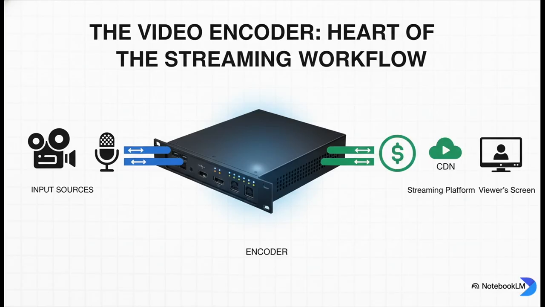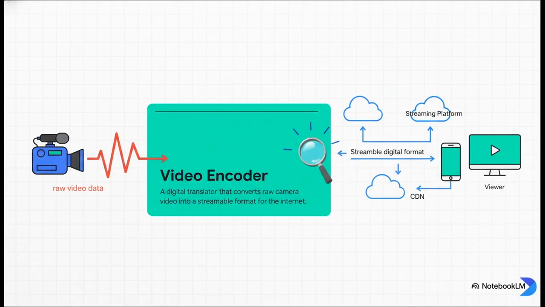This thing is the engine, the very heart of your entire streaming workflow. Get this choice right, and everything else just gets a whole lot easier. So what is an encoder anyway? Well, think of it like a digital translator. It takes this huge raw video signal coming straight from your camera, and it compresses it, it translates it into a format that can actually be sent over the internet for everyone to watch live.